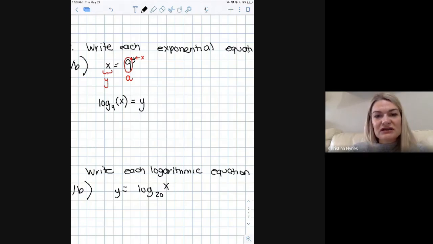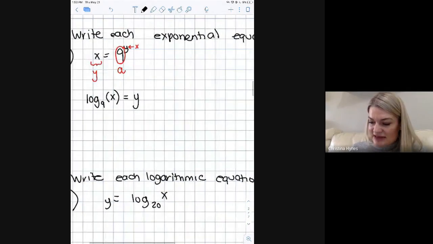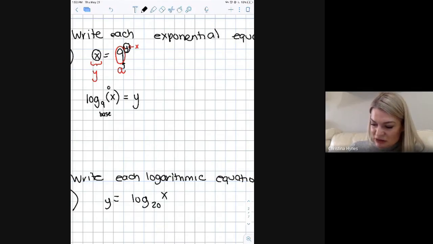Okay, so you want to use the letters that they have over there. You want to use the same letters that they're giving you in the actual question. Okay, so that's what I did. All I did was I looked at what was in my A spot. There is my exponent, and there's my answer. So it's base, in brackets should always be your answer, and then this should be your power.